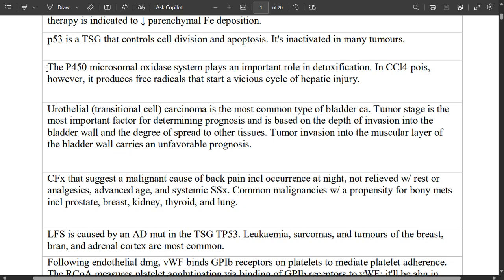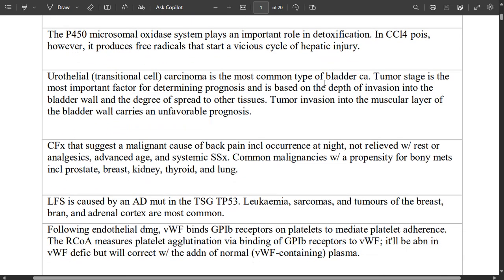Carbon tetrachloride poisoning produces free radicals that start a vicious cycle of hepatic injury. When CCl4, carbon tetrachloride, poisoning occurs, it forms Cl plus and Cl dot free radicals in the liver itself, which have to be detoxified by the cytochrome P450 microsomal oxidase system. But because of the excessive amount of free radicals, there is severe hepatic injury in the liver as well.